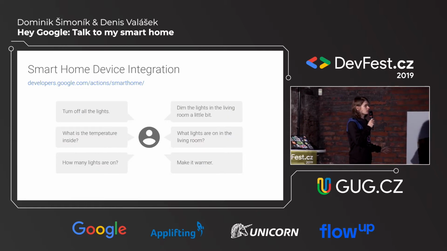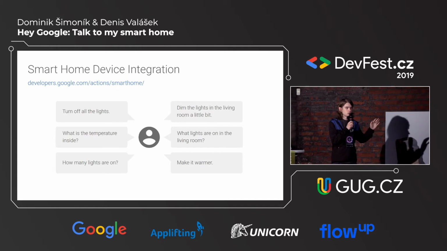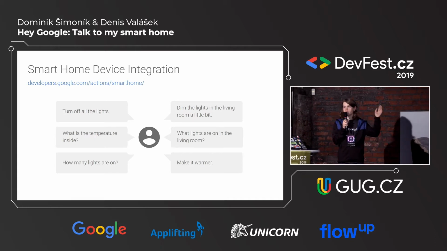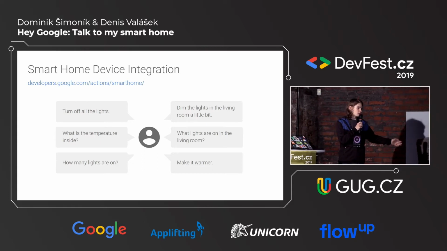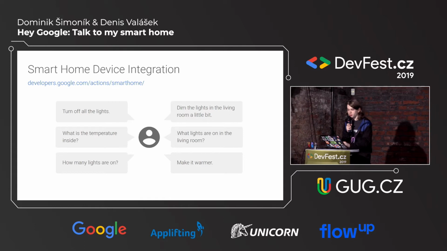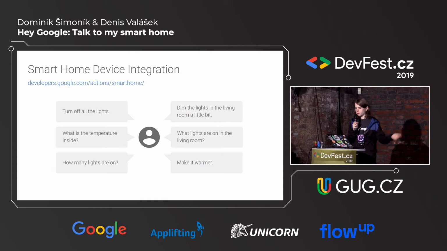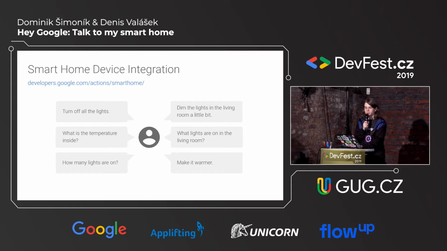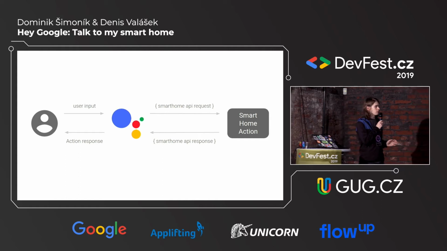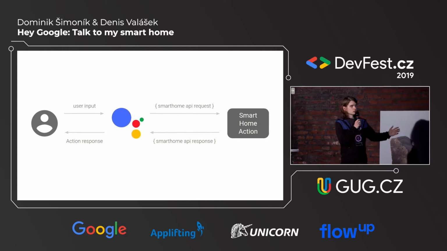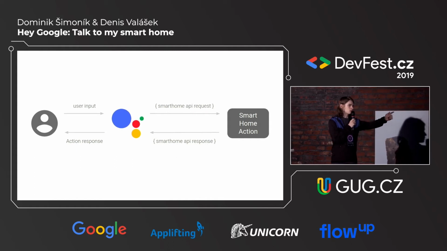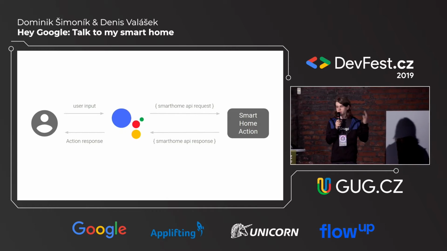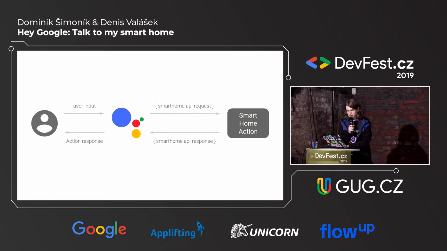So Google Assistant can enable you to do all these kinds of things, like, hey Google, turn off the lights. Sadly, the lights are still shining in my face, so that doesn't work. Or what is the temperature? How many lights are on? Or many other things like controlling, for example, blinds, controlling a thermostat, and so on. And now, how does it work? You say something, Google Assistant takes it and sends it to your webhook or to your smart home action. And then it goes back, executes the command, and Google Assistant returns the confirmation.